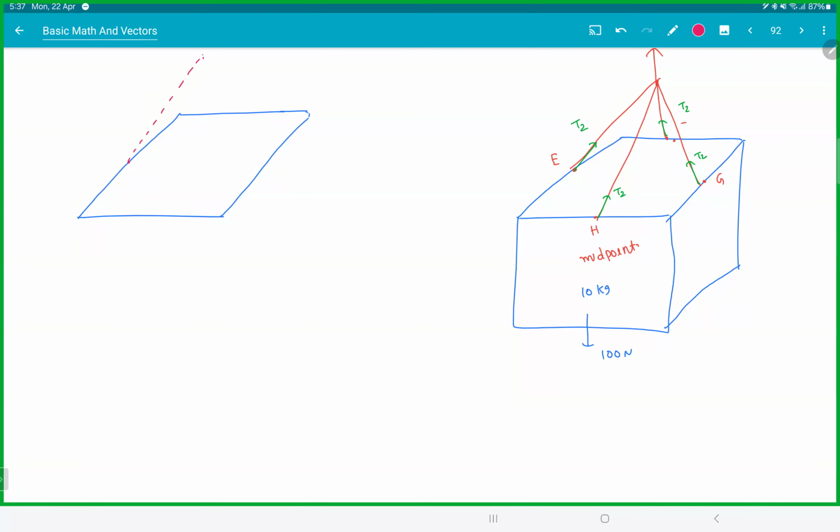So if you take now this case, this is length L, and this would be L by 2. Meaning this angle, if you take theta, cos theta would be half. So theta is 60 degrees.